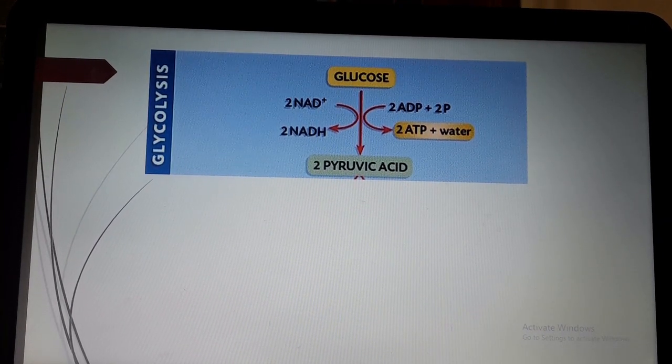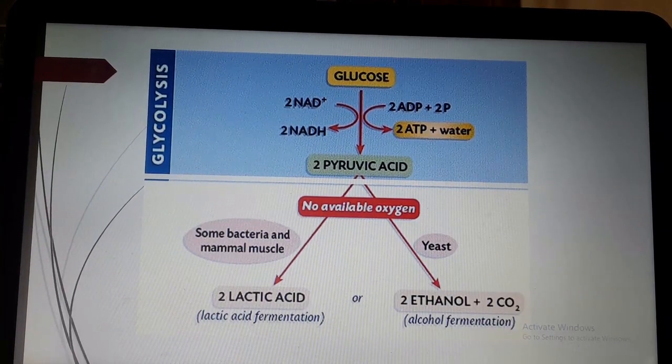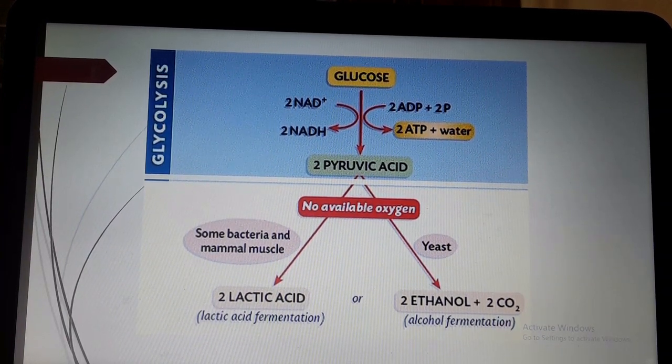Glycolysis at the cytoplasm: glucose is broken into pyruvic acid. If there is no oxygen, meaning anaerobic, there are two types. First, lactic acid fermentation, in bacteria and in mammalian muscle cells due to exercise. Pyruvic acid can be converted to lactic acid.